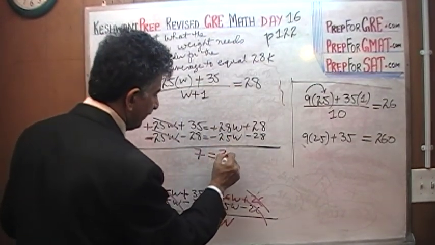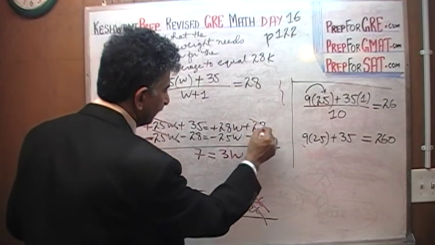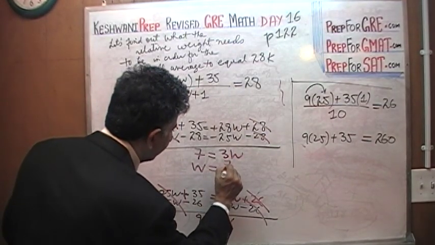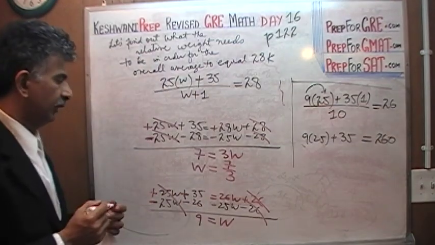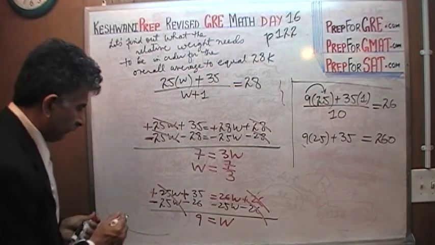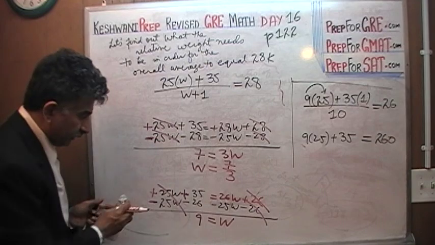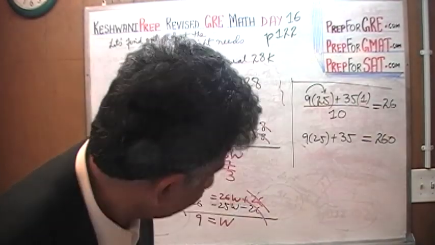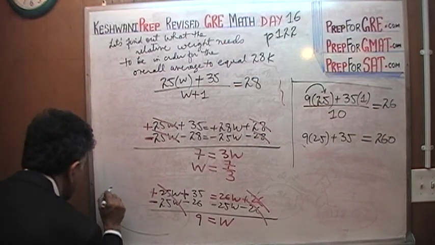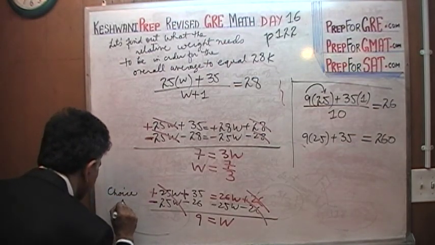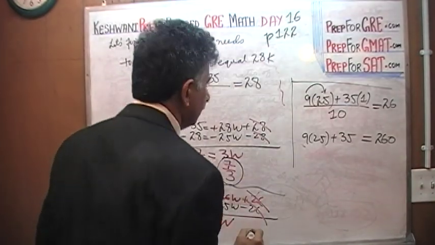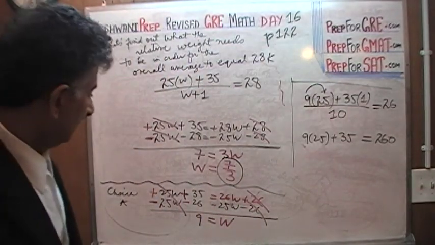And then here we have 3W, and then this cancels out. Therefore, W will equal 7 over 3. Voila. W will equal 7 over 3. I'm going to erase this bottom part. This had to do with choice A. This weight that we found, the weight of 7 over 3, is choice B.